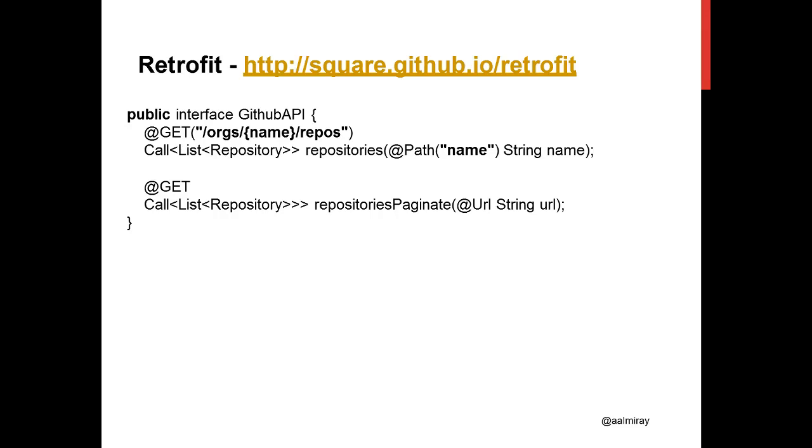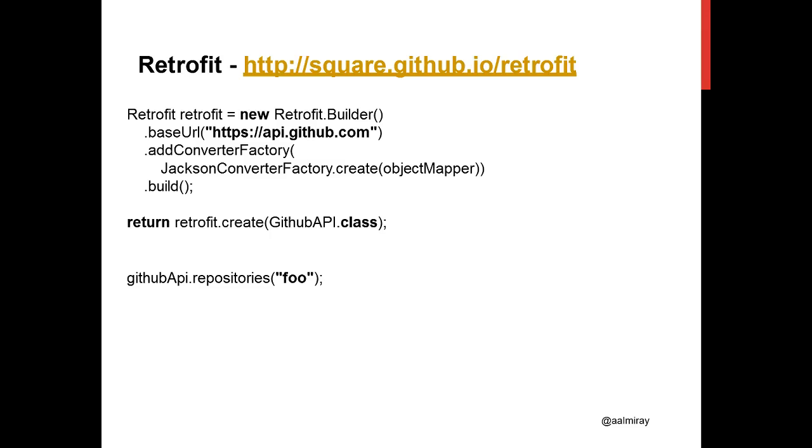And the result is some object type call. This is from Retrofit, but it gives you already a list, or it could be a collection or a set of repository objects. You remember from the previous slides? Repository is the class that we annotated with Jackson and Lombok.